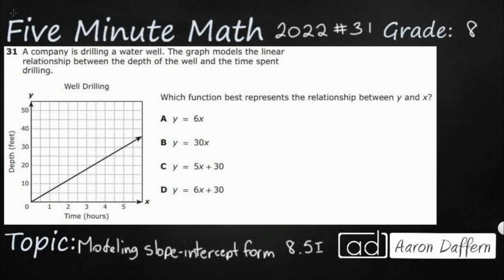So a company is drilling a water well, and we've got this linear relationship graphed here between the depth of the well and the time spent drilling, which makes sense. The more time you drill, the deeper you're going to get. So we need to find the function that best represents the relationship between y and x, which means just this graph. And you know what? If we're looking at it, we can actually eliminate two of these answer choices immediately.